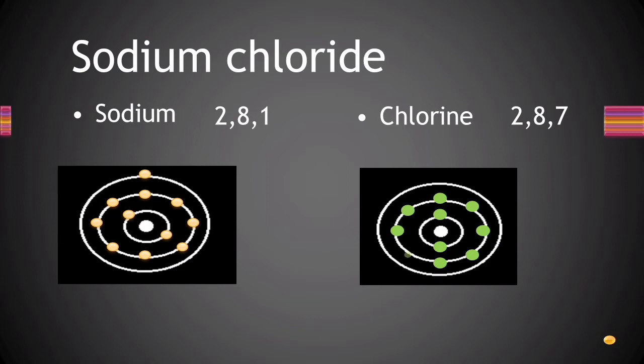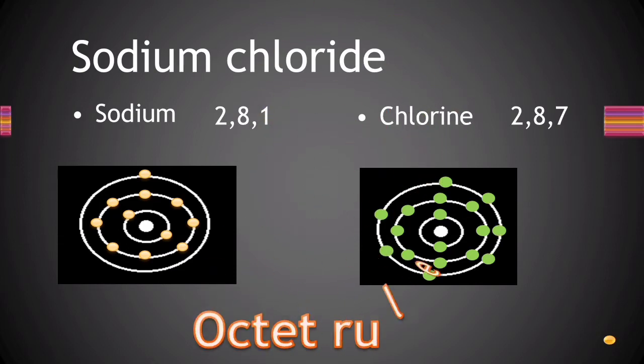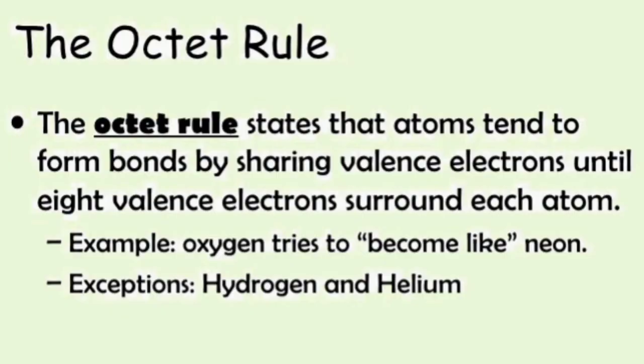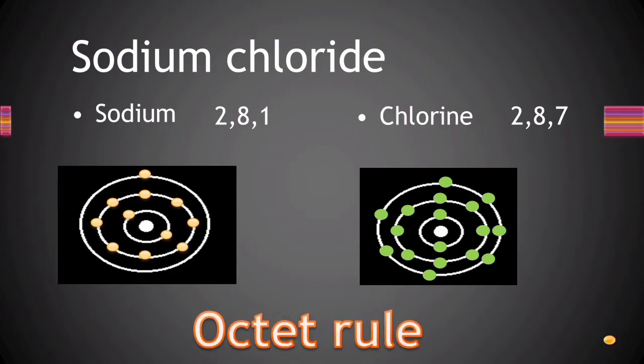Now, do you recall the octet rule? What does the octet rule state? The octet rule states that every atom tends to have 8 valence electrons in its valence shell. In order to achieve these 8 electrons in the outermost shell, atoms either gain or lose valence electrons.